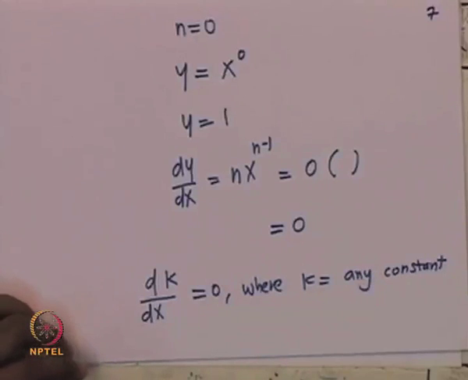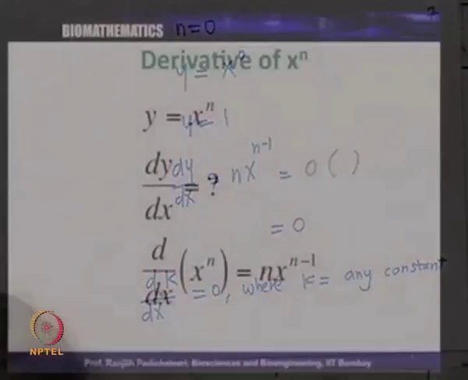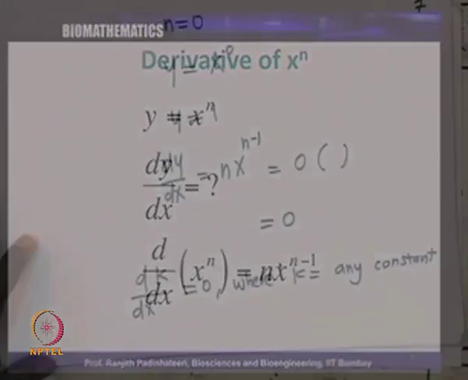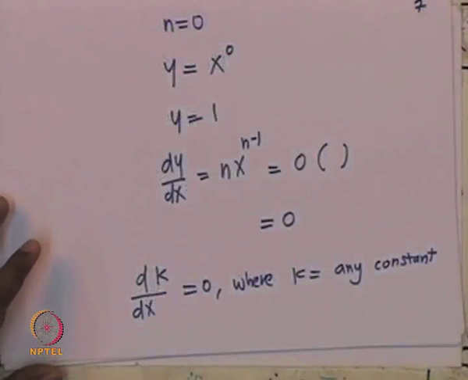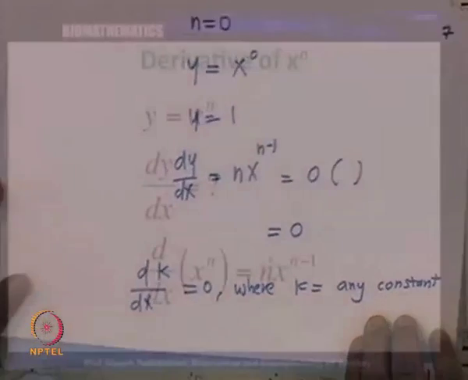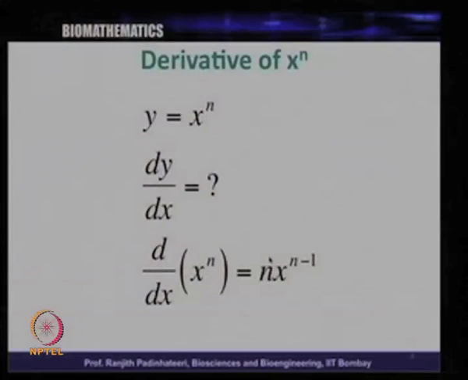So, the rule we learned is that d by dx of x power n is n x power n minus 1. This is the golden rule that we should remember. Once we remember this, whatever we said so far all follows from this one line. Now, let us also learn a slight variation of this.